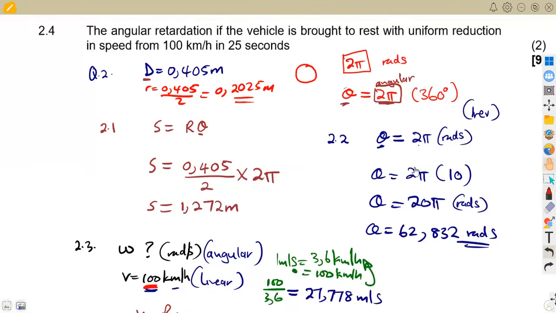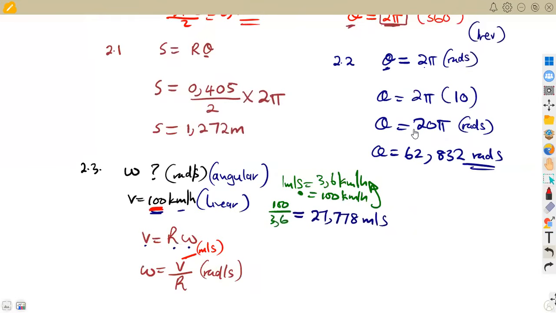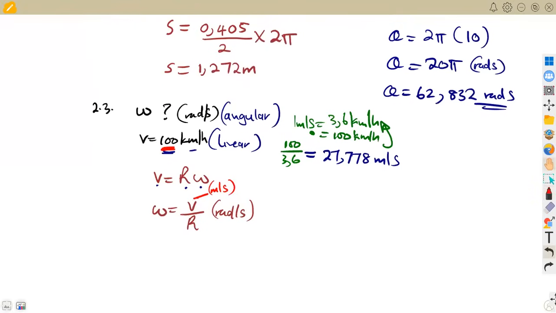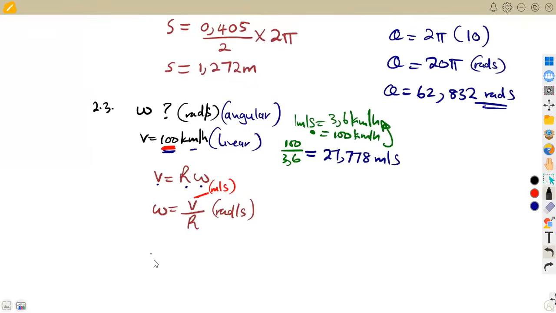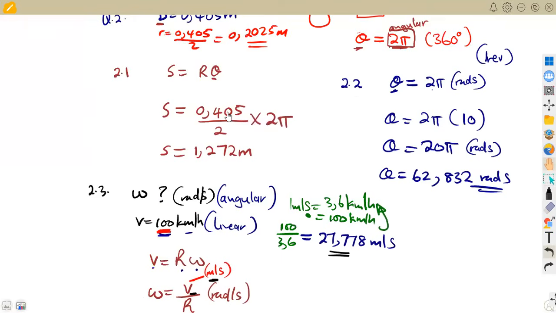All right, so we are going to divide, since we want the answer in rad per second. So we have to make this one the subject. Therefore, our omega is going to be V in meters per second, 27.778, over the radius in meters. And our radius is the one that we calculated here. And our radius, we said, is what?